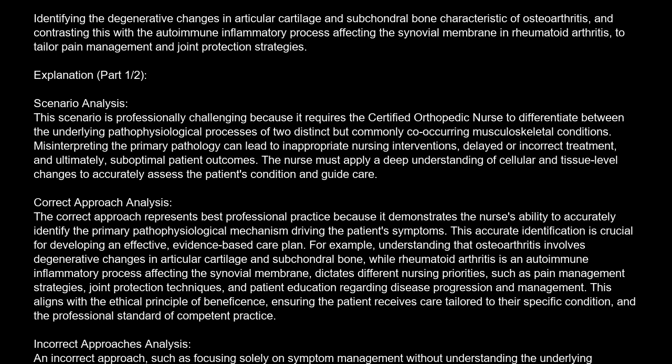care. Correct approach analysis. The correct approach represents best professional practice because it demonstrates the nurse's ability to accurately identify the primary pathophysiological mechanism driving the patient's symptoms. This accurate identification is crucial for developing an effective, evidence-based care plan. For example, understanding that osteoarthritis involves degenerative changes in articular cartilage and subchondral bone, while rheumatoid arthritis is an autoimmune inflammatory process affecting the synovial membrane, dictates different nursing priorities, such as pain management strategies, joint protection techniques, and patient education regarding disease progression and management.